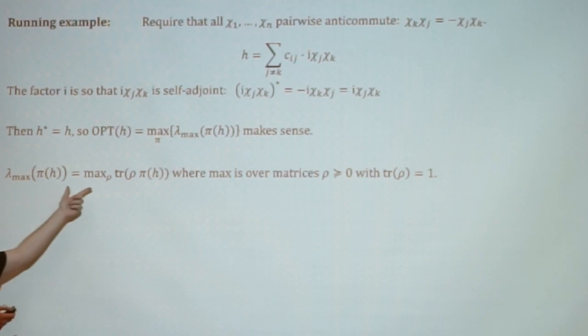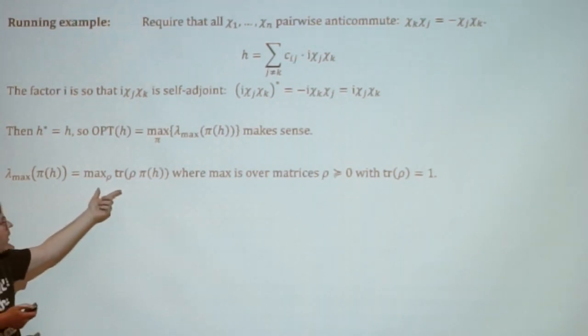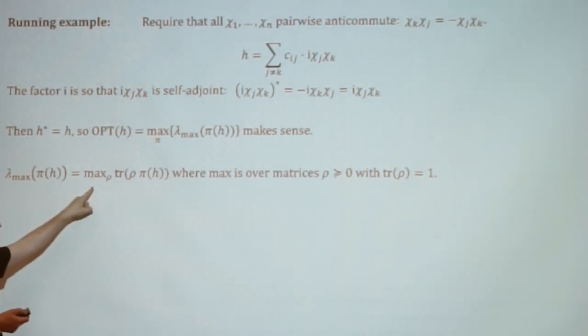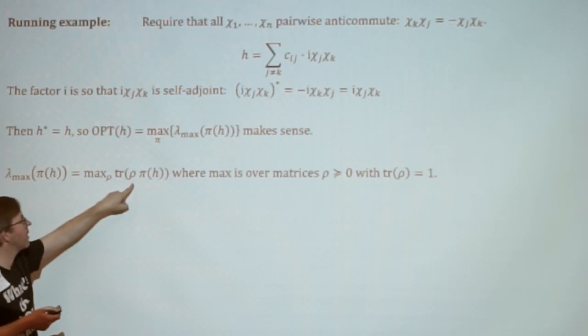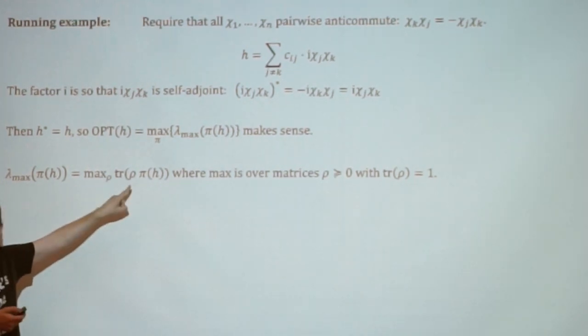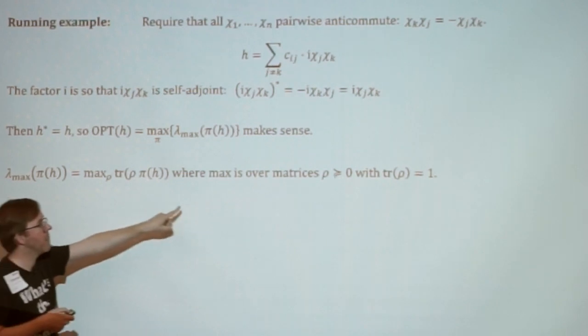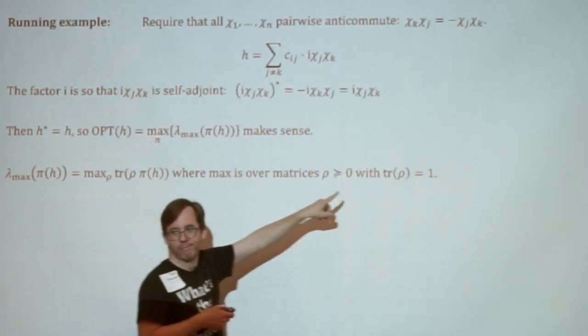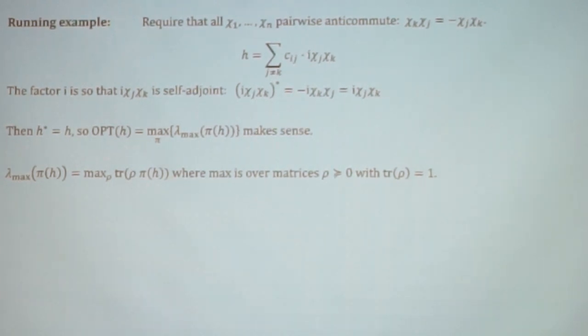Well, another way to express the largest eigenvalue of a matrix is as the maximum possible value of the trace of rho times that matrix, over all density matrices rho, matrices that are PSD with trace 1. It's just a little linear algebra fact.